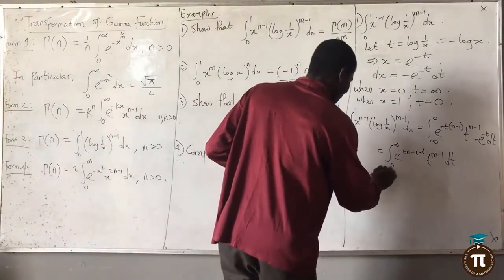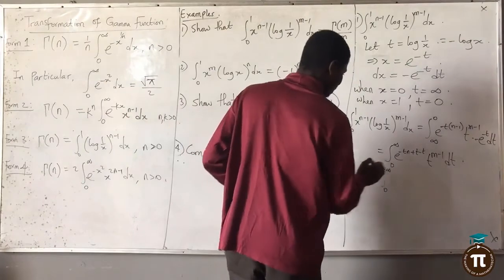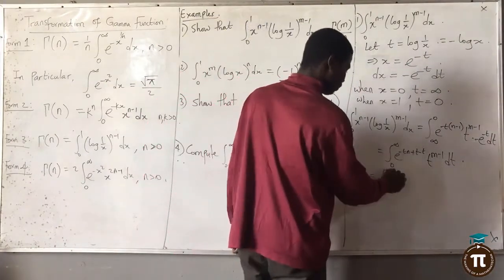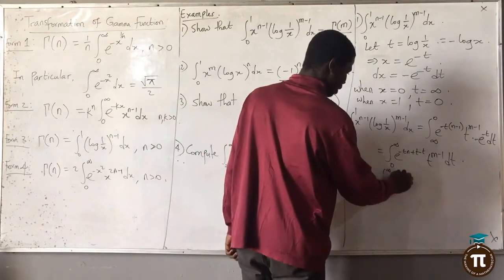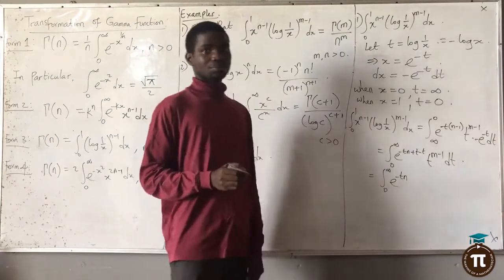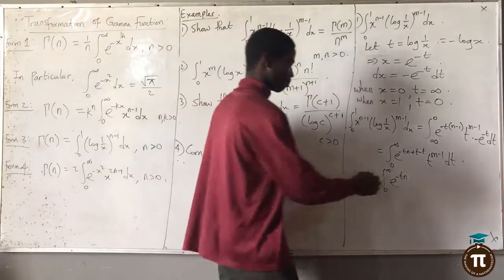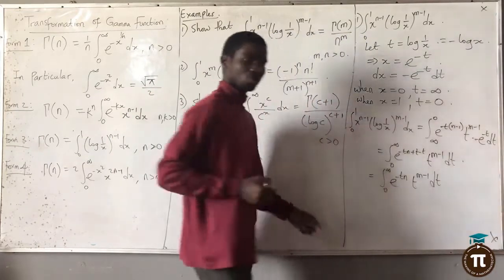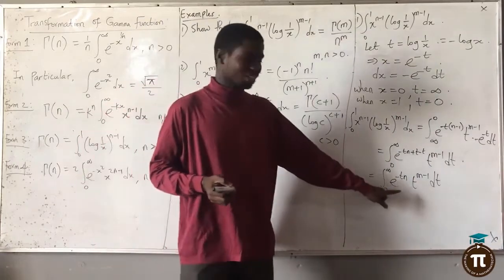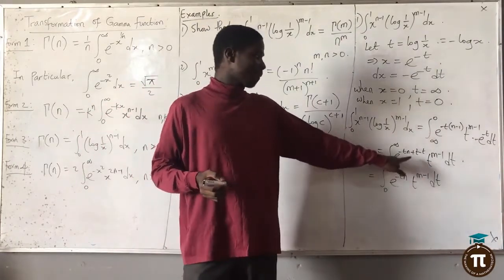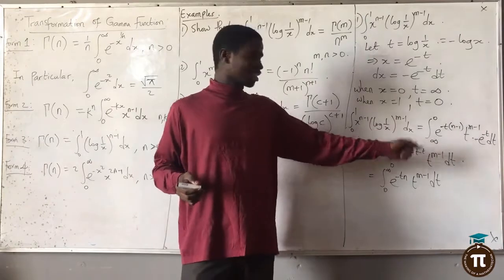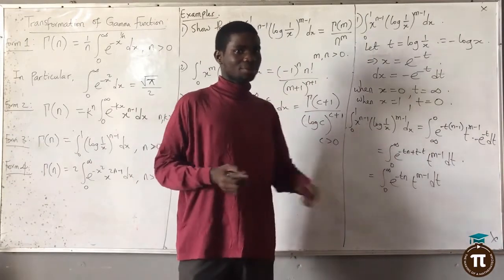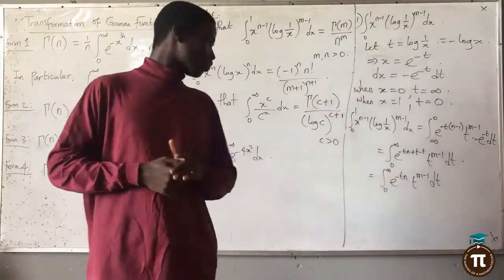So this one will become integral from 0 to infinity of e raised to the power of minus tn multiplied by t raised to the power of m minus 1 dt, because t minus t will give me 0. So that's what I'm going to have.